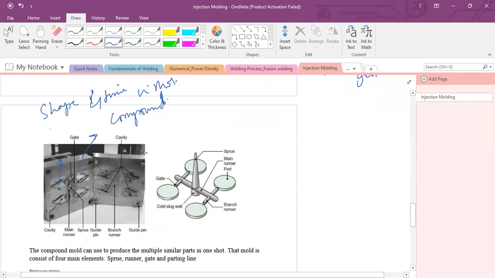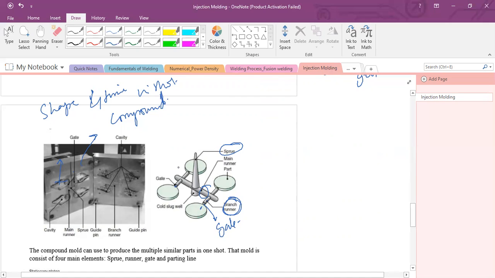But the compound die has some geometry. This geometry has some parts. One is the sprue, the other one is the runner. This is the branch runner. This is the main runner, and this is the branch runner. And this is the small part which is attached to the part, and the branch runner is called the gate. This is called the gate. All the parts have different functions. Sprue and runner and gate, all parts have different functions.